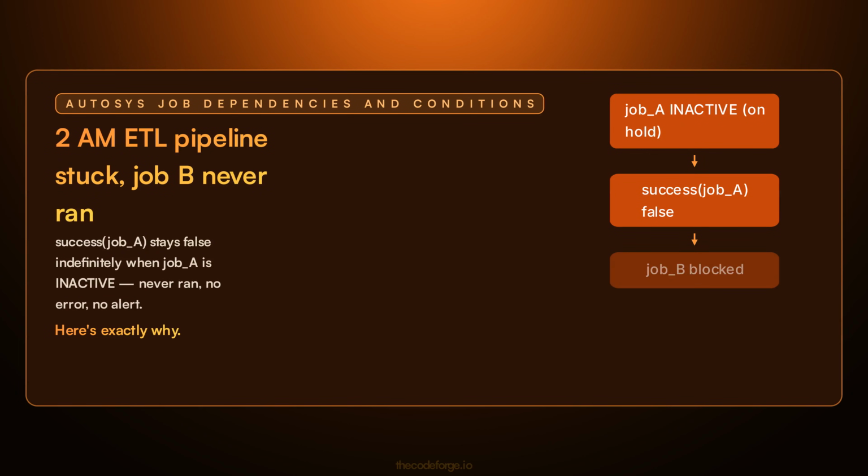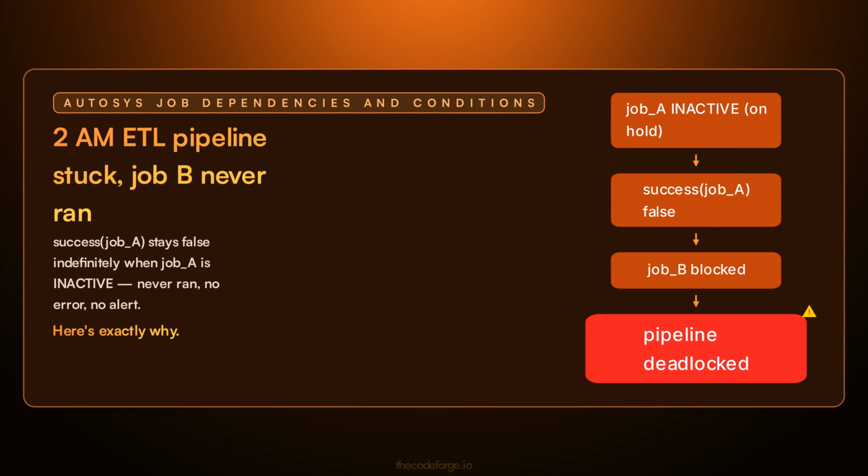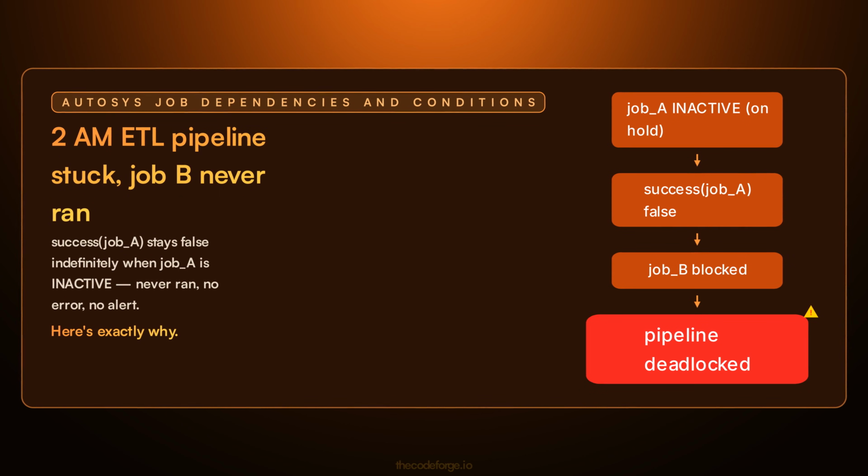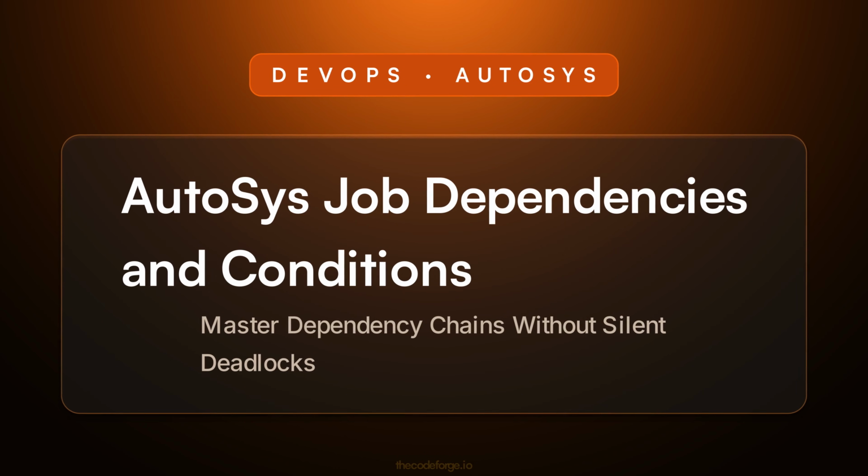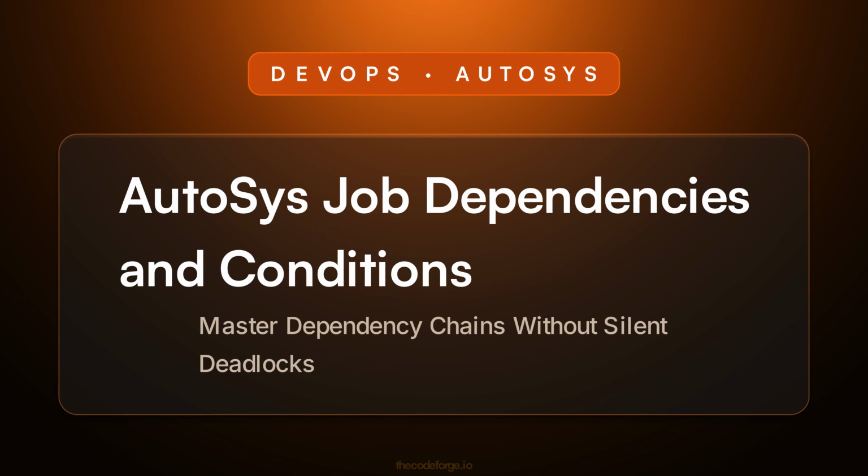The ETL pipeline started at 2 a.m., but job B never ran. No error, no alert. The entire batch was stuck because success(job A) stays false when job A is inactive. Let's break down AutoSys job dependencies and conditions, how it works, and the exact mistake behind that failure.